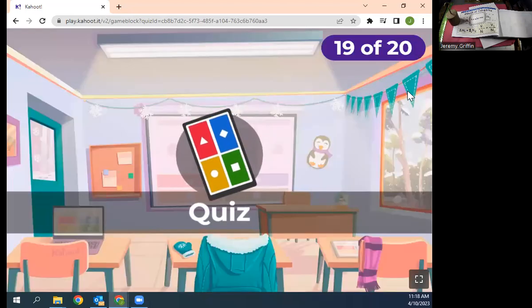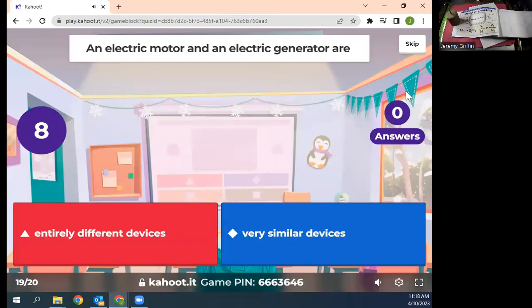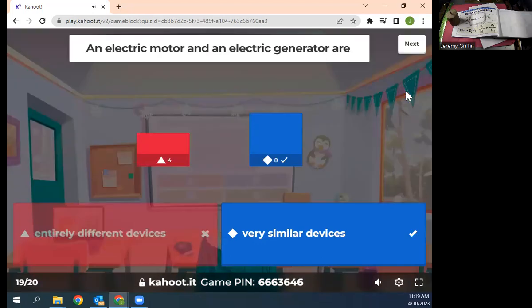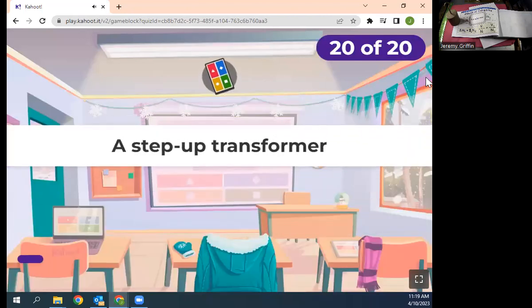Got just enough time to knock out these last two. An electric motor and an electric generator are what? Very similar devices. They have the same component parts. They're just doing opposite processes of each other, but internally they look about the same. Oh, a step-up transformer.